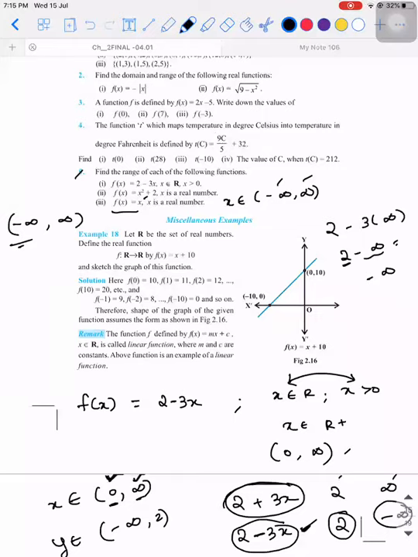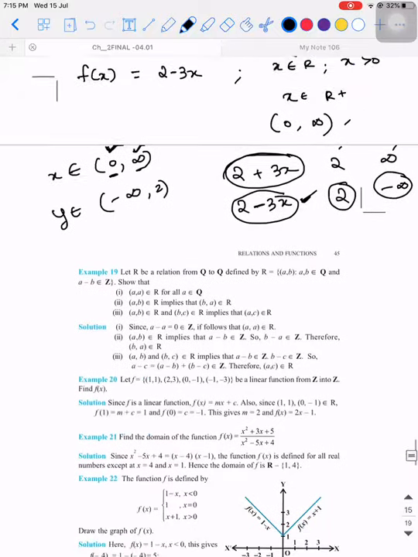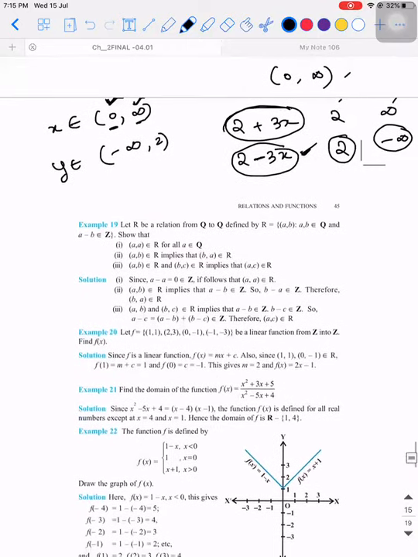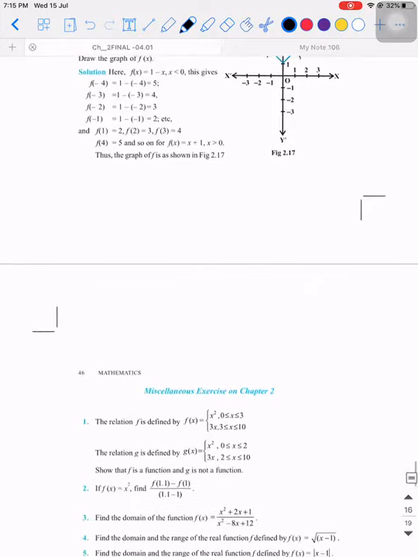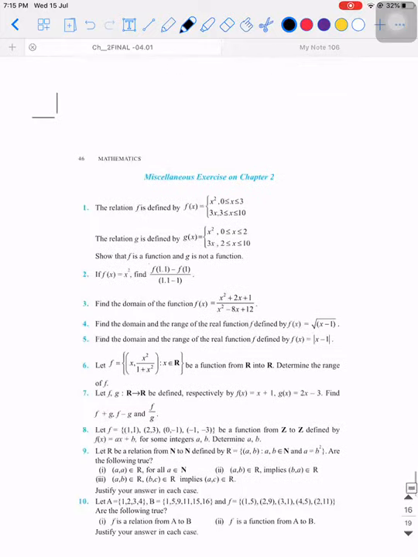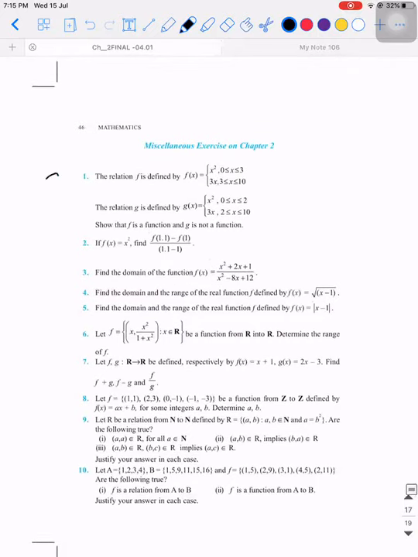Okay. So we will stop with this. Tomorrow I'll teach you some more problems which are based on domain and range. We will do miscellaneous problems also in the class. Tomorrow we will finish this chapter. So revise it so that you understand better. Okay, sir.